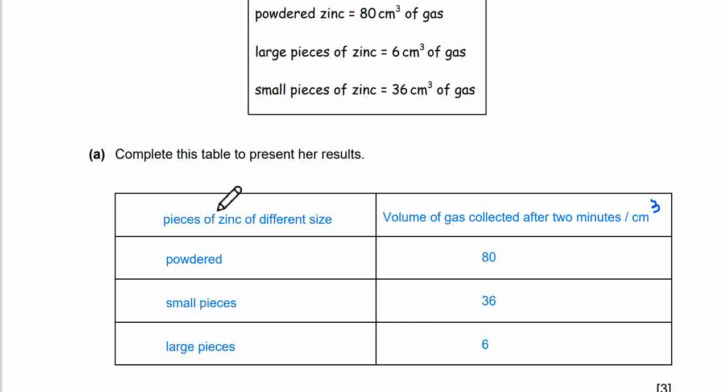So here we go. This is our result. This is pieces of zinc of different size. So powder, small pieces, large pieces. Volume of gas collected after 2 minutes. The unit is cm cube. So powder is 80, 36 and 6. So that will be our answer.